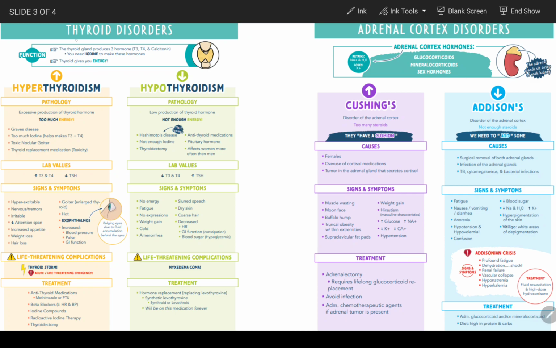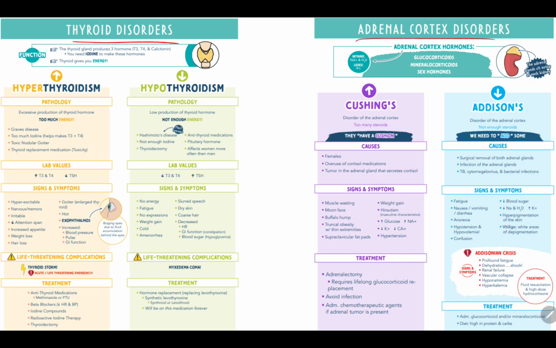So I want you to focus on thyroid gland and adrenal cortex gland, right? Understand the disorders too. So the thyroid gland, number one, is going to produce T3, T4, and calcitonin, right? So remember the functions of these as well, okay? You need iodine in the diet to be able to make T3, T4, because T3, triiodothyronine, has 3 iodines. T4, tetraiodothyronine or thyroxine, has 4 iodines, right? So you need iodine to make these hormones.